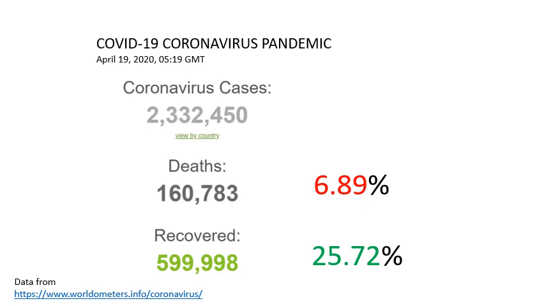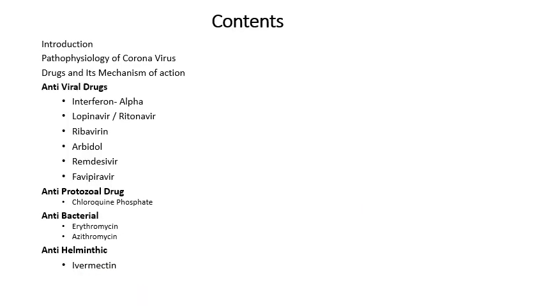Coronavirus cases worldwide are 23,32,450. If you see this, the recovered patients are 25.72% and deaths around 6.89% as of April 19th. So here I would like to explain to you the different drugs used by different countries and their mechanism of action.